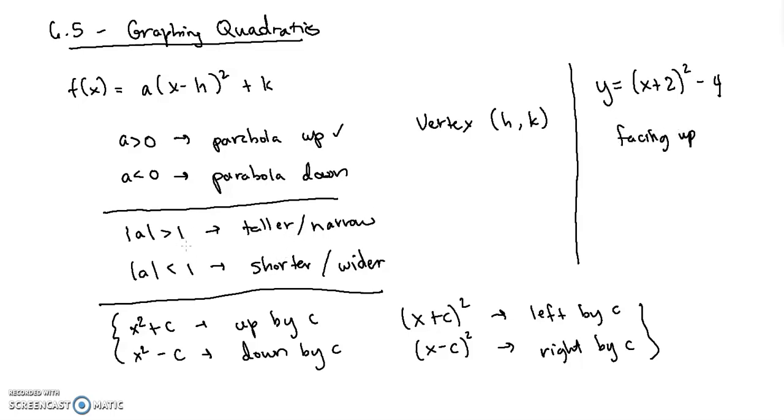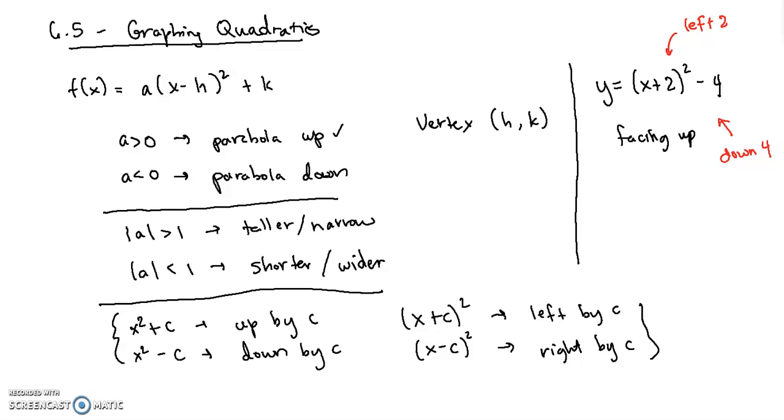It's not bigger or smaller than 1, it's just 1, so it's just going to be the regular shape. It's not going to be narrower or wider than our regular, it's just going to be regular. The minus 2 on the inside tells us that we're going to shift left 2. And then the negative 4 on the outside tells us that we're going to go down 4. Okay, so inside is left and right, but it's opposite. Outside is up and down, and it is what you'd expect.